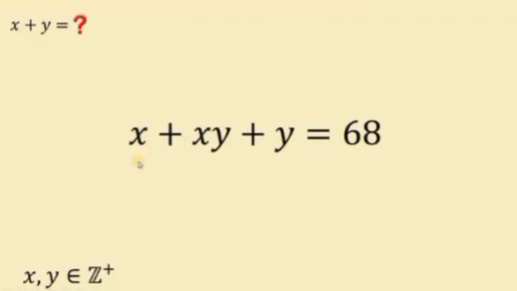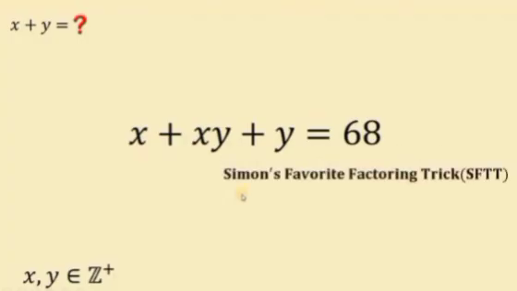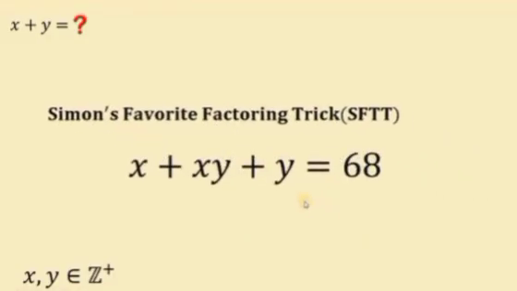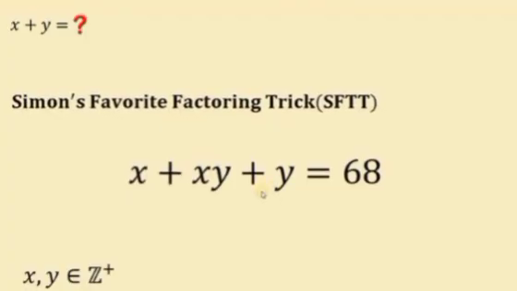One way to answer this question is to use this strategy, which is Simon's Favorite Factoring Trick, or SFFT. Now, how does it work? Simon's Favorite Factoring Trick involves adding a constant term to both sides of the equation so that the factoring on one side can be accomplished. Now, we will use this trick to answer this question. What constant do we need to add so that one side of the equation is factorable?